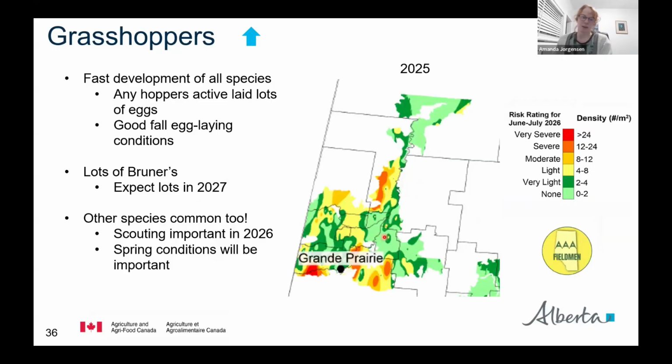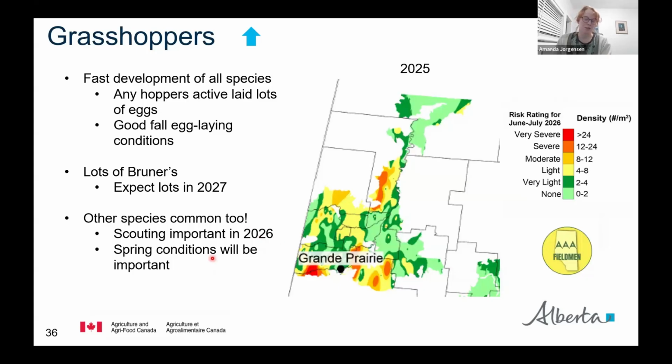So last year, we saw pretty quick development for all of the grasshopper species that were out and about, and any hoppers that were active likely laid lots of eggs. They had good fall egg laying conditions, and those females reached adulthood pretty quick. There was lots of Brunner's in this year, so we can expect high numbers of Brunner's grasshoppers in 2027. But there was lots of other species like clearwing grasshopper too. So scouting for grasshoppers is still going to be important in 2026 in the piece.